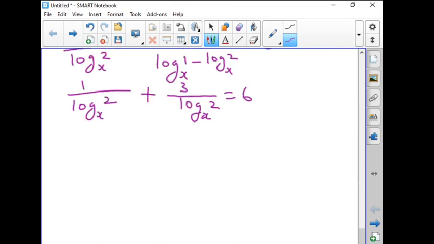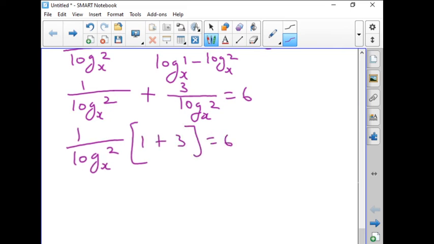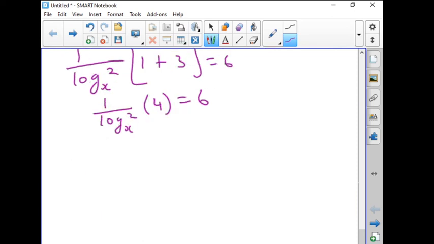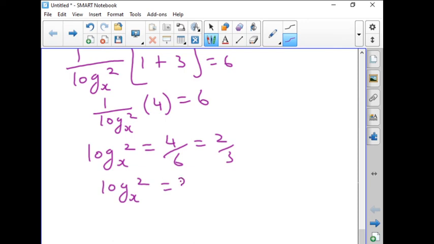So now what is common? 1 by log 2 to the base x is common, take it out. So 1 plus 3 is equal to 6. So 1 by log 2 to the base x into 4 is equal to 6. So what do you get cross multiplying? Log 2 to the base x is equal to 4 by 6, which is 2 by 3. So we have got log 2 to the base x is equal to 2 by 3.